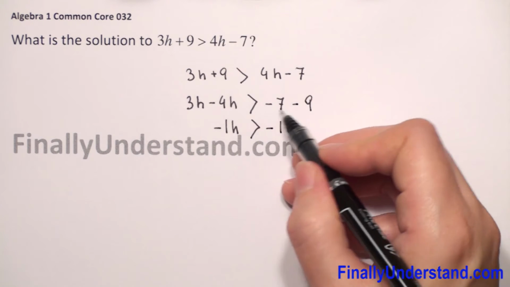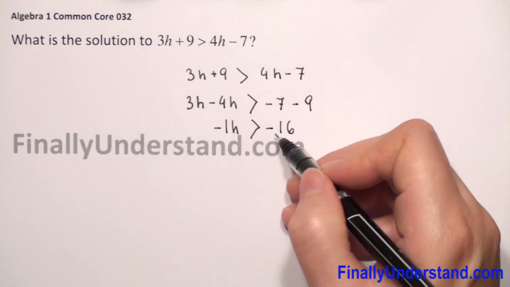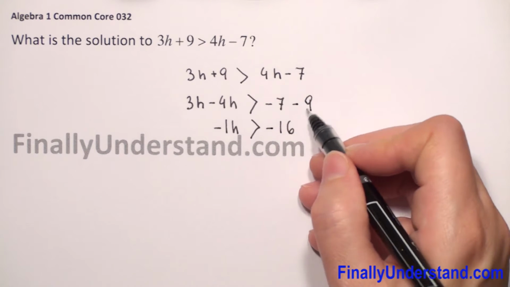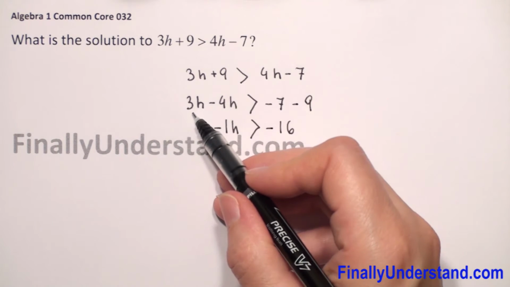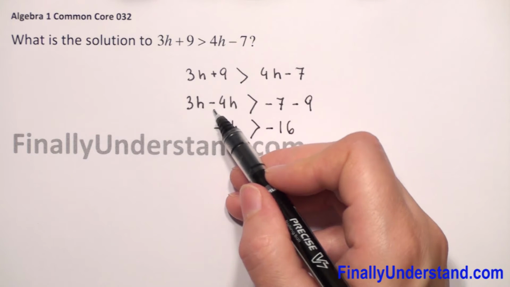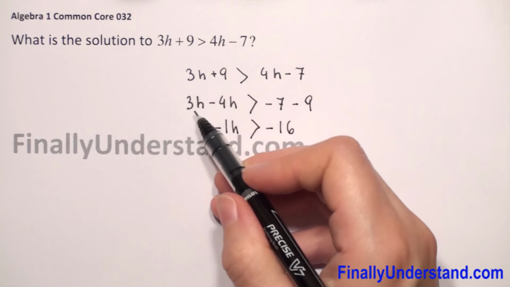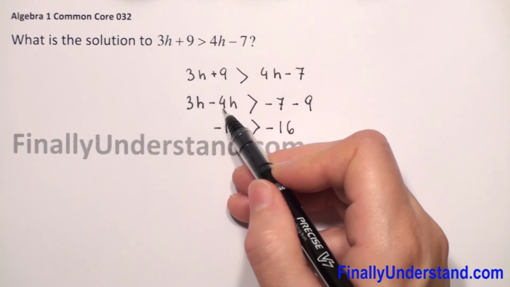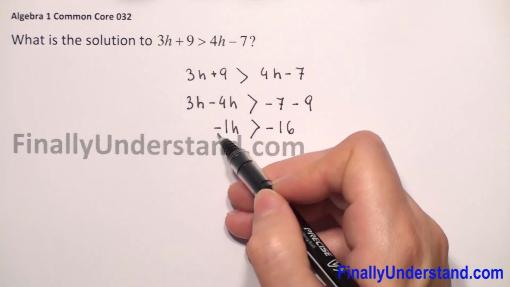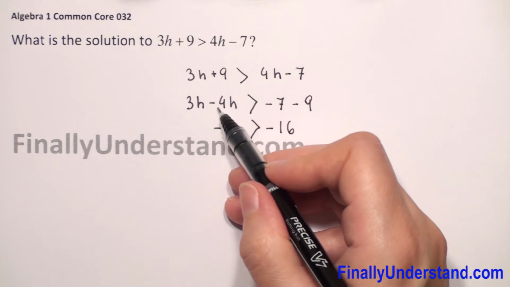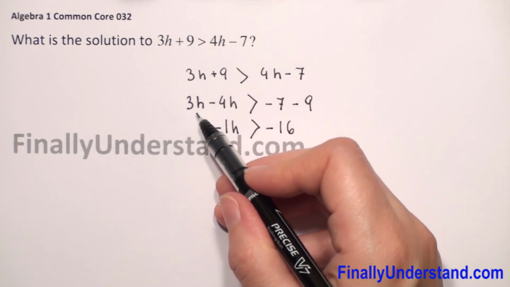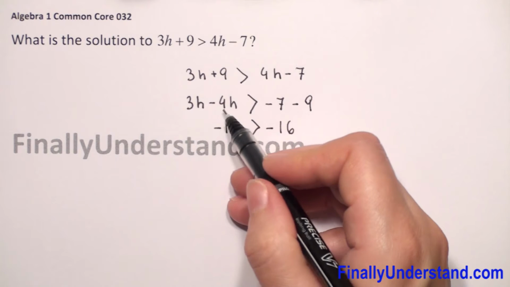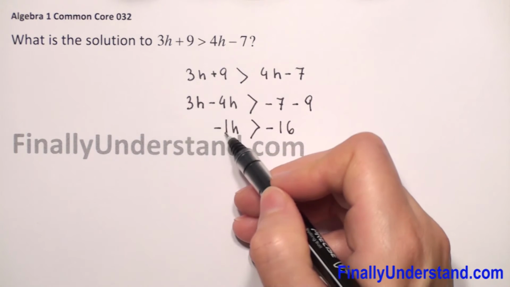16. Because both numbers are negative, we copy the sign and we just add 7 plus 9 is 16. And on the left side, when we have 3h minus 4h, we copy h, and we have 3 minus 4. So we have to copy the sign of the number which is greater. Negative 4 is greater than 3. So we copy the negative sign and we subtract 4 minus 3 as 1.